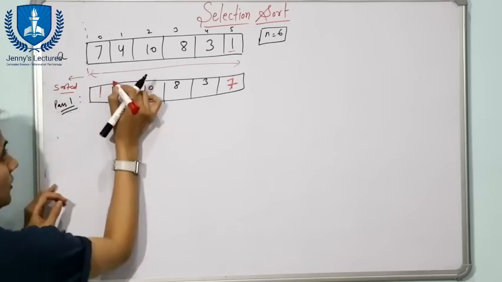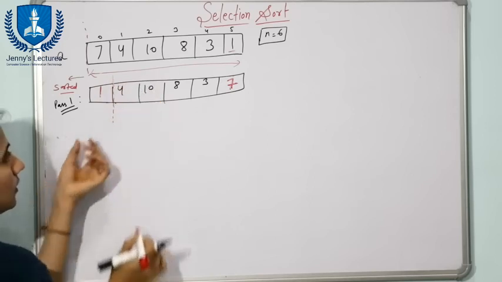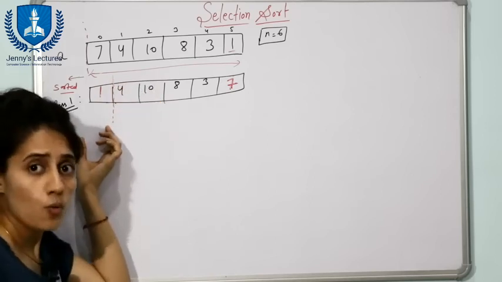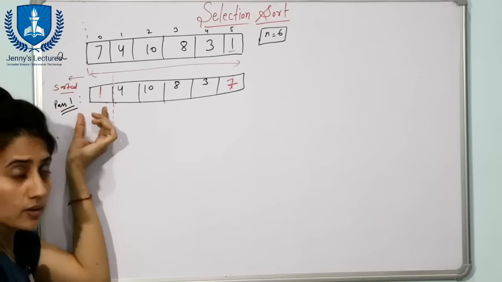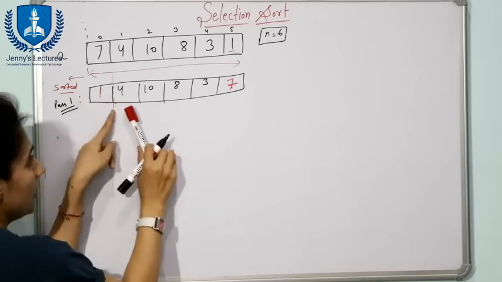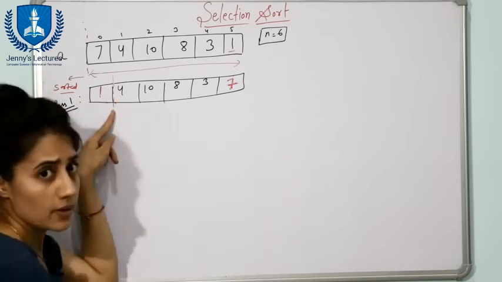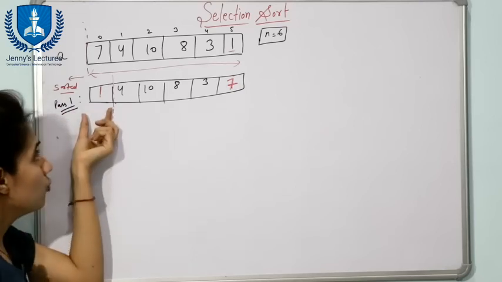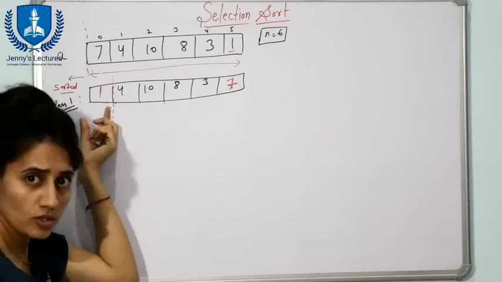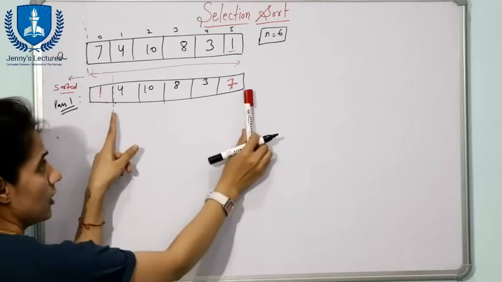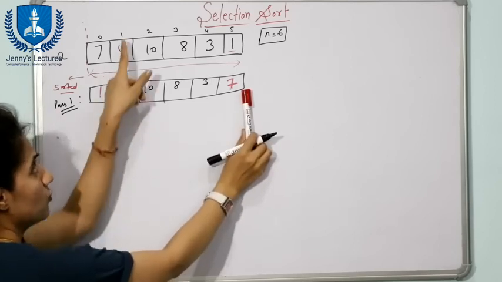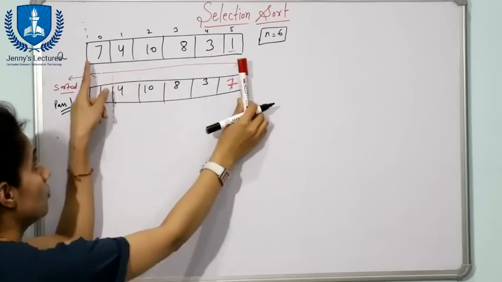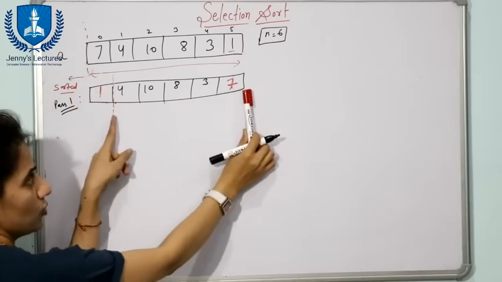Now see, in our sorted sub array we have one element, that is 1. Now this is the sorted sub array and this complete part is the unsorted sub array. We are going to keep the sorted sub array as it is and deal with the unsorted sub array. Now the unsorted sub array is from index 1 to 5. At the starting it was from 0 to 5.